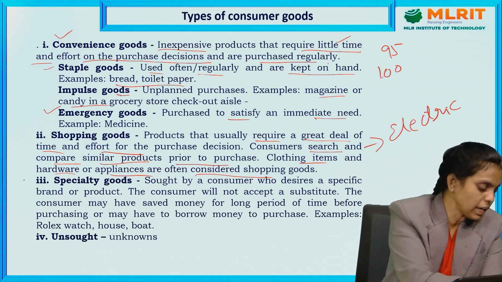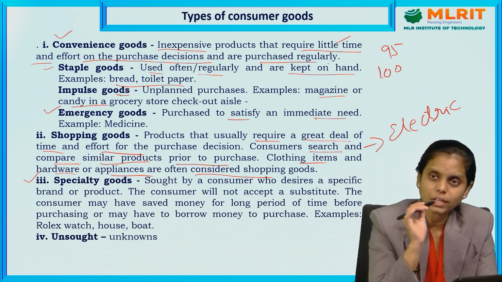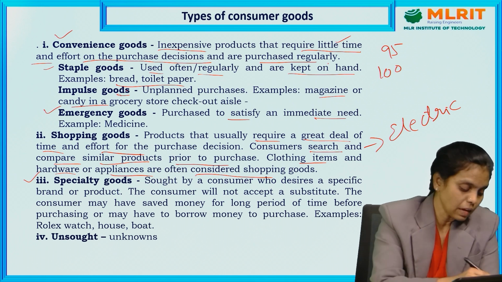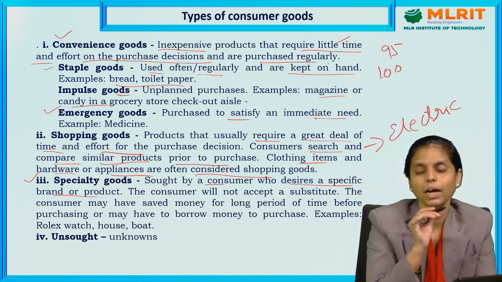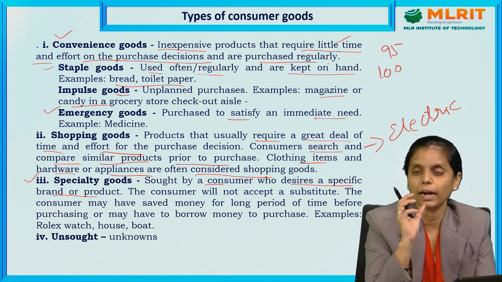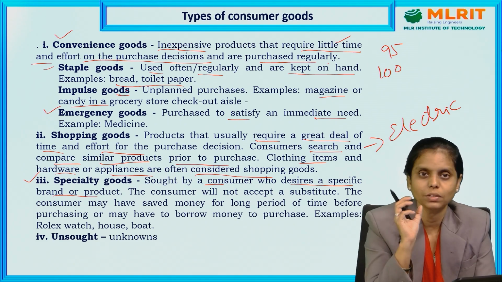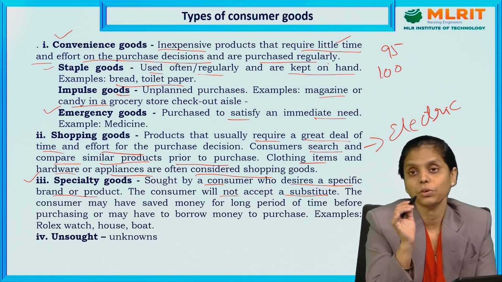Come to the third category of consumer goods, that is specialty goods. Now, what are these specialty goods? These are sought by the consumer who desires a specific brand or specific product. So, there is some kind of special attachment that the consumer has towards these products. The consumer will not accept a substitute for this one.